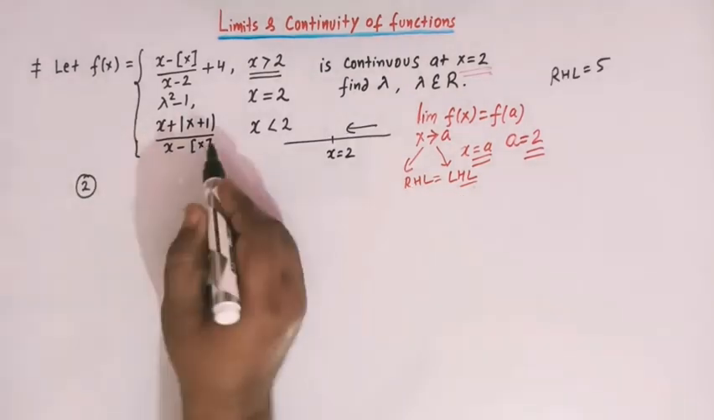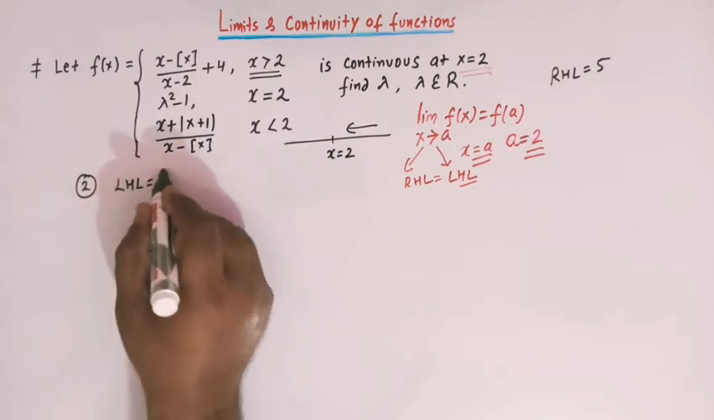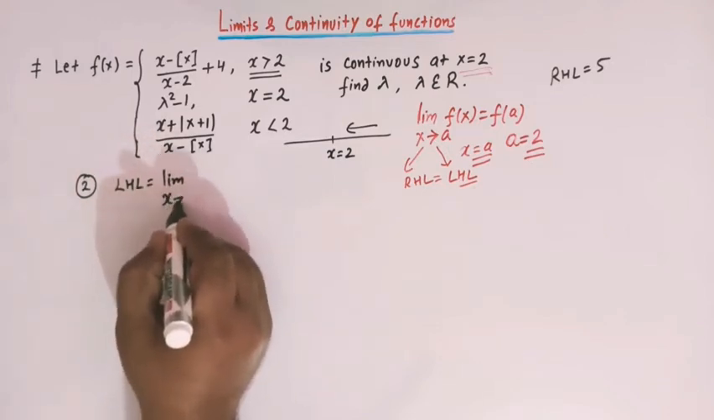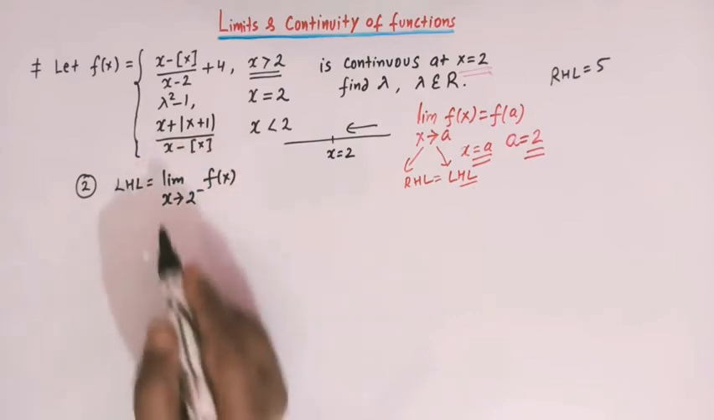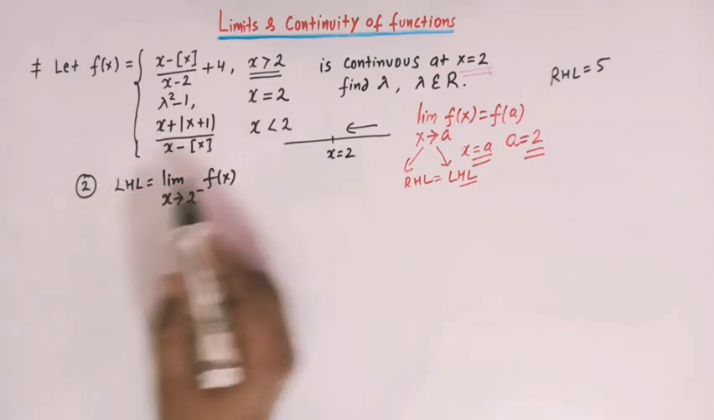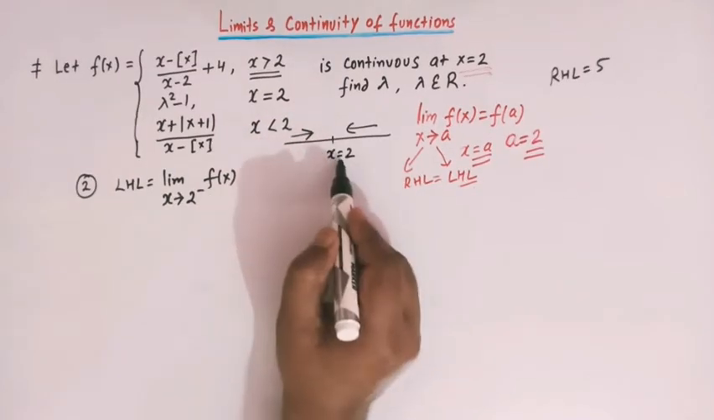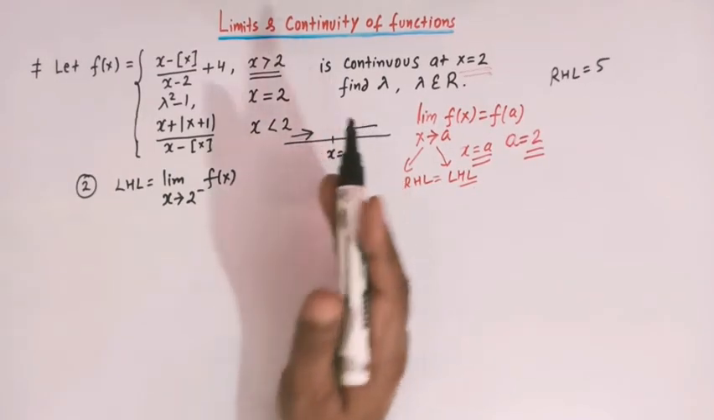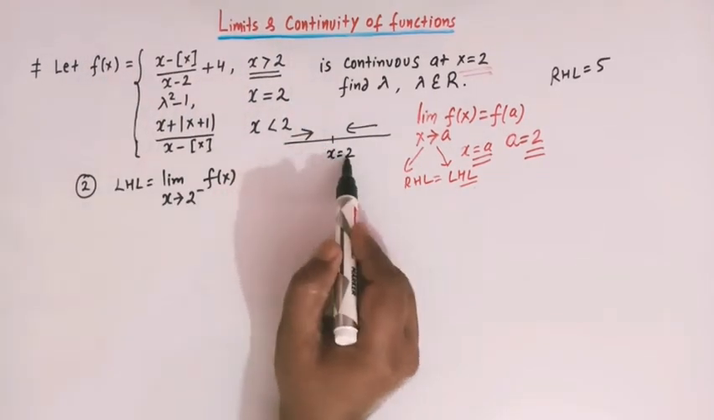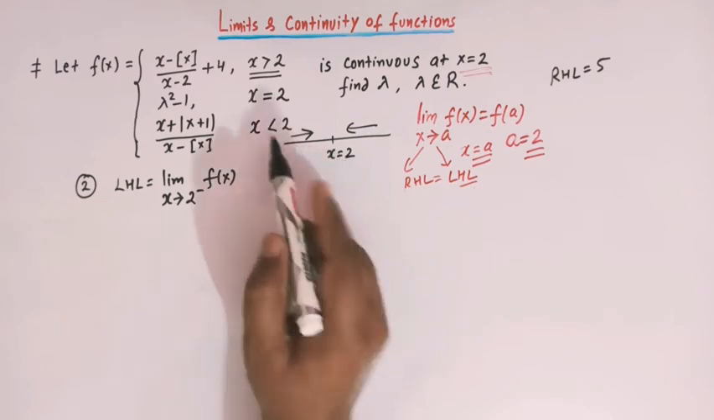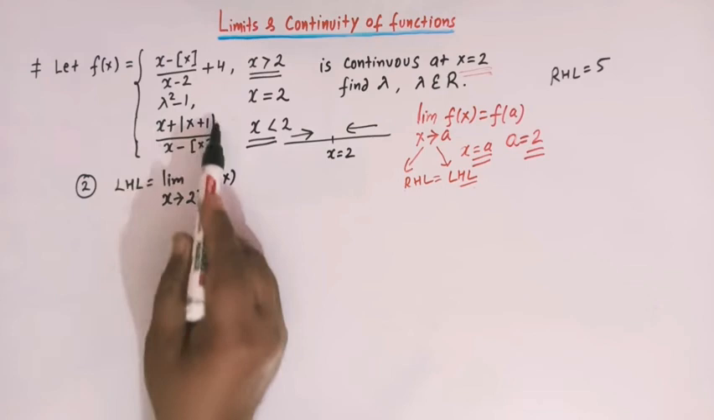Now let us calculate the left hand limit. So the left hand limit is given by limit x tends to 2 minus, right? And here we have f of x. Now when we calculate the left hand limit, it means we are approaching from the left of x is equal to 2, and all those values which lie towards the left of x is equal to 2 are less than 2, right? So in this case, now we'll take f of x as this function.